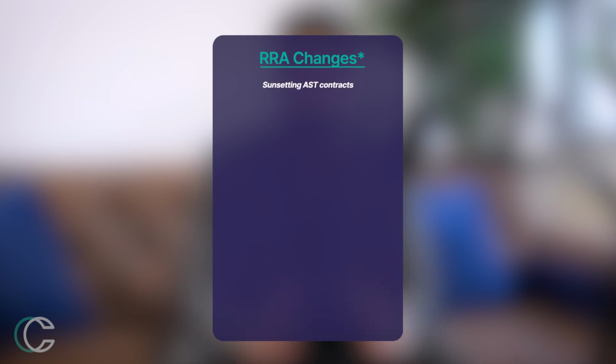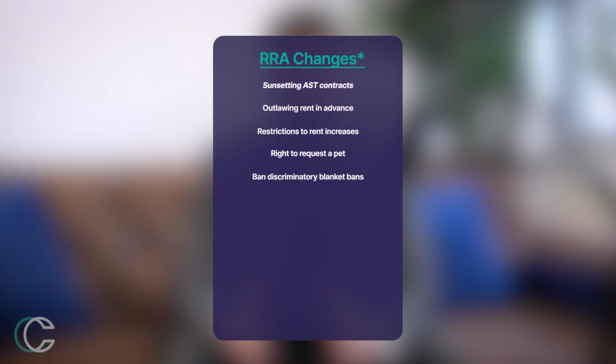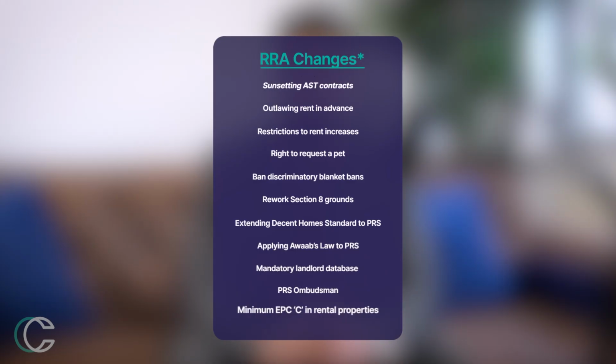The Renters' Rights Act is coming into force on May 1st, 2026, and is bringing some of the biggest changes to the private rental sector since the 1980s. Besides the removal of Section 21, it will also phase out AST contracts, outlaw rents in advance, limit rent increases, enable tenants to request pets, tackle rental discrimination, improve Section 8 grounds, and much more, including the application of the Decent Home Standards, Awaab's Law, and minimum EPC rating C in all rented properties.